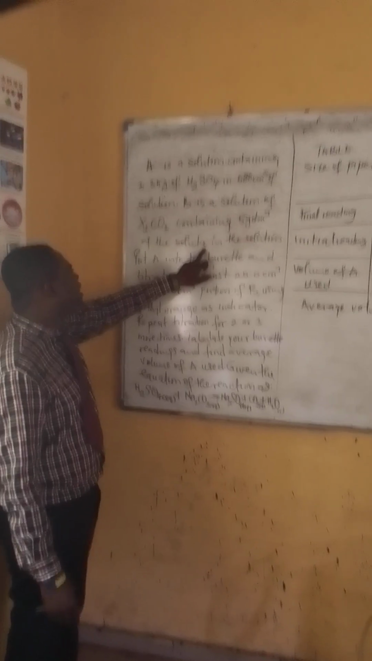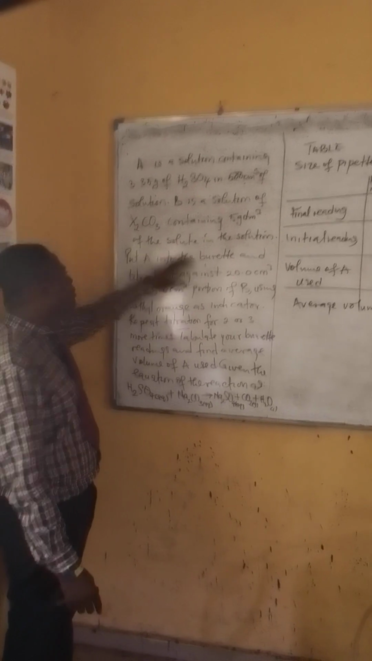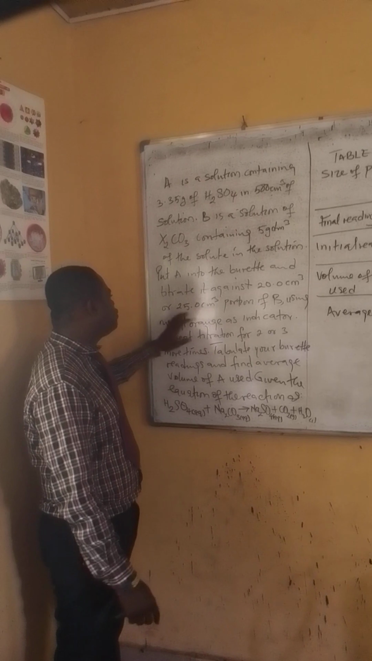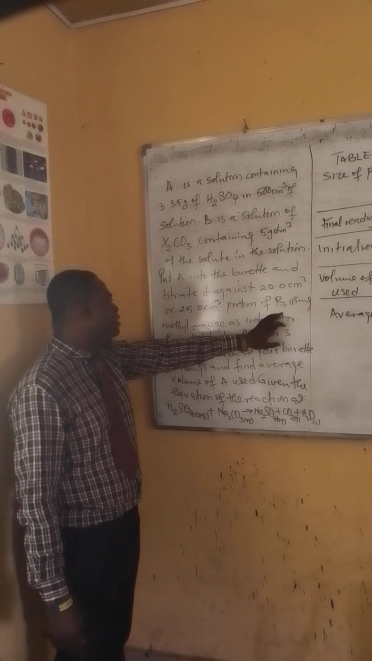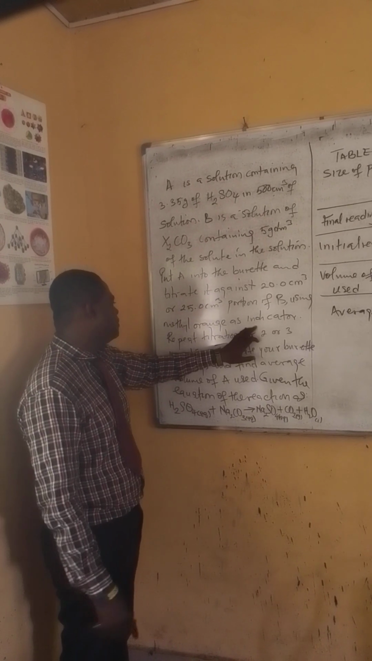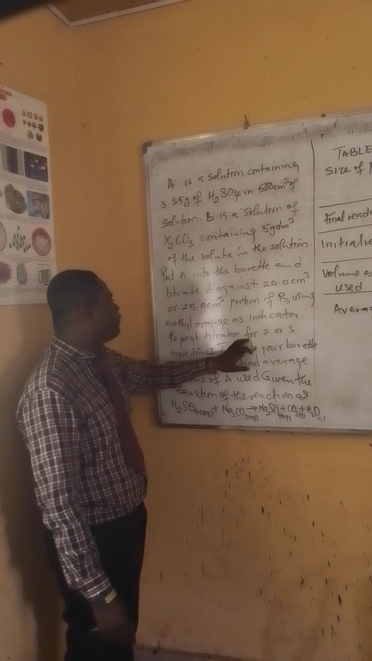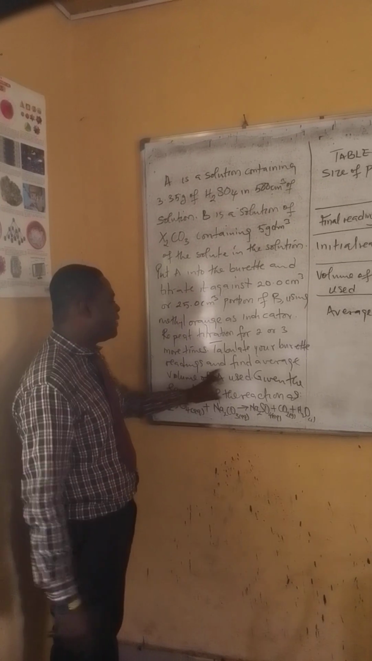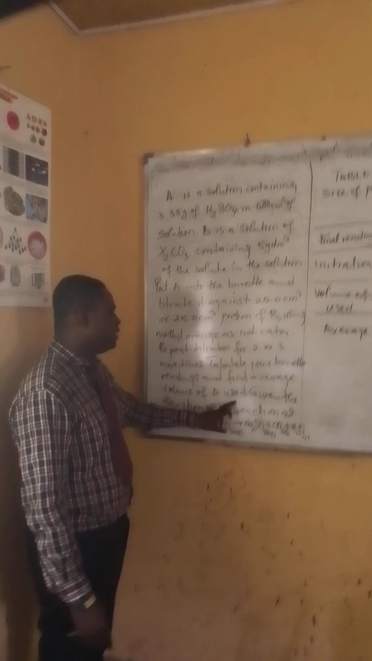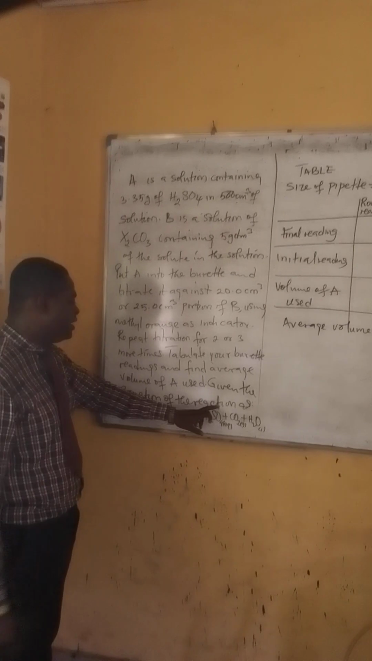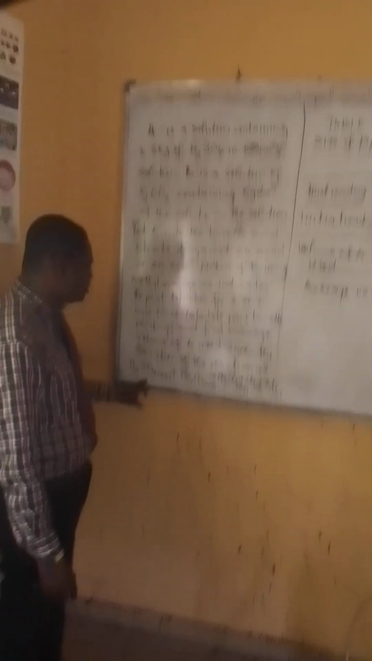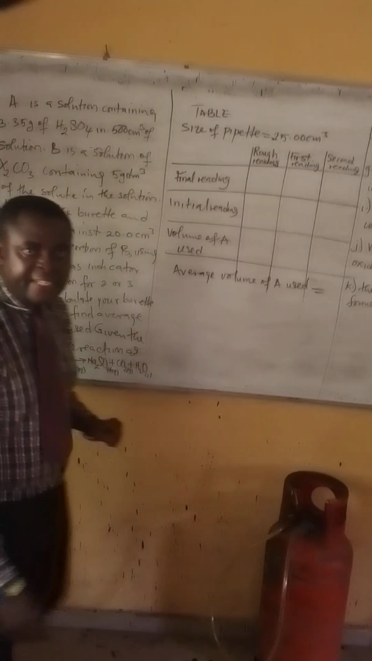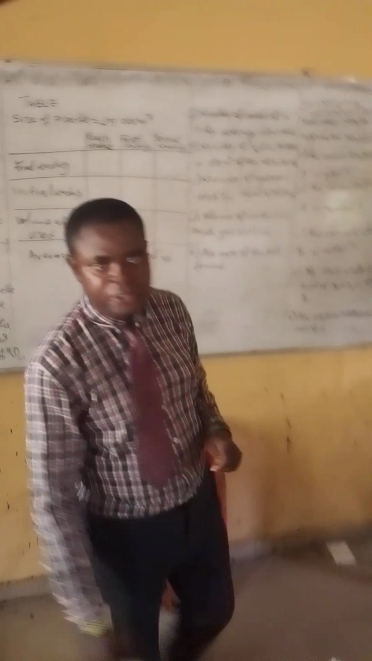Now they say put A into the burette. You want to titrate it against a 20 or 25 cm3 portion of B using methyl orange as indicator. Repeat the titration 2 or 3 more times. Tabulate your burette readings and find the average volume of A used. The equation of the reaction is given like this. So now let's go on and titrate according to the instruction given to us.